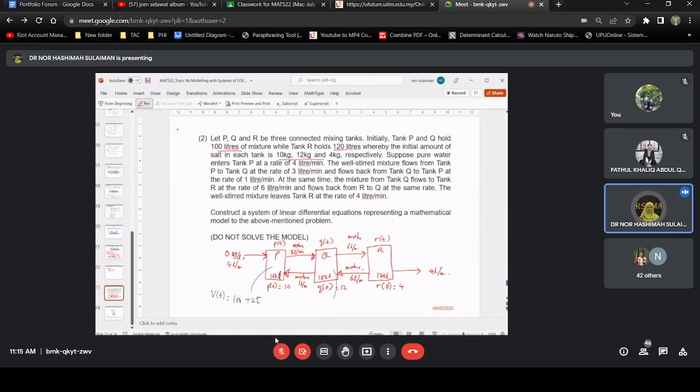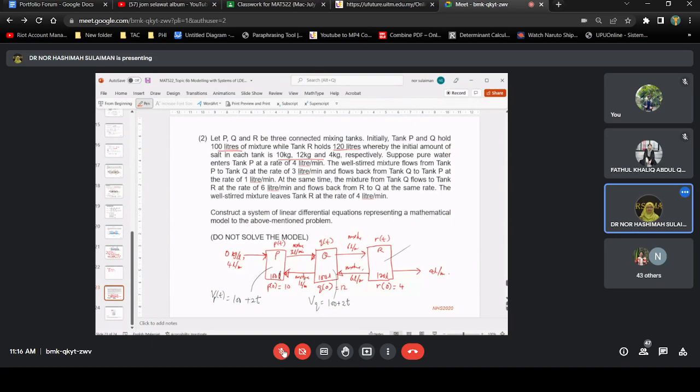Okay, how about this one? I'll help answer this for you all. This is in P. For V_Q, the volume in Q, inflow is 3 plus 6, how much? 9. 9 minus 7? 2. It's also 2. So 100 plus 2t as well.